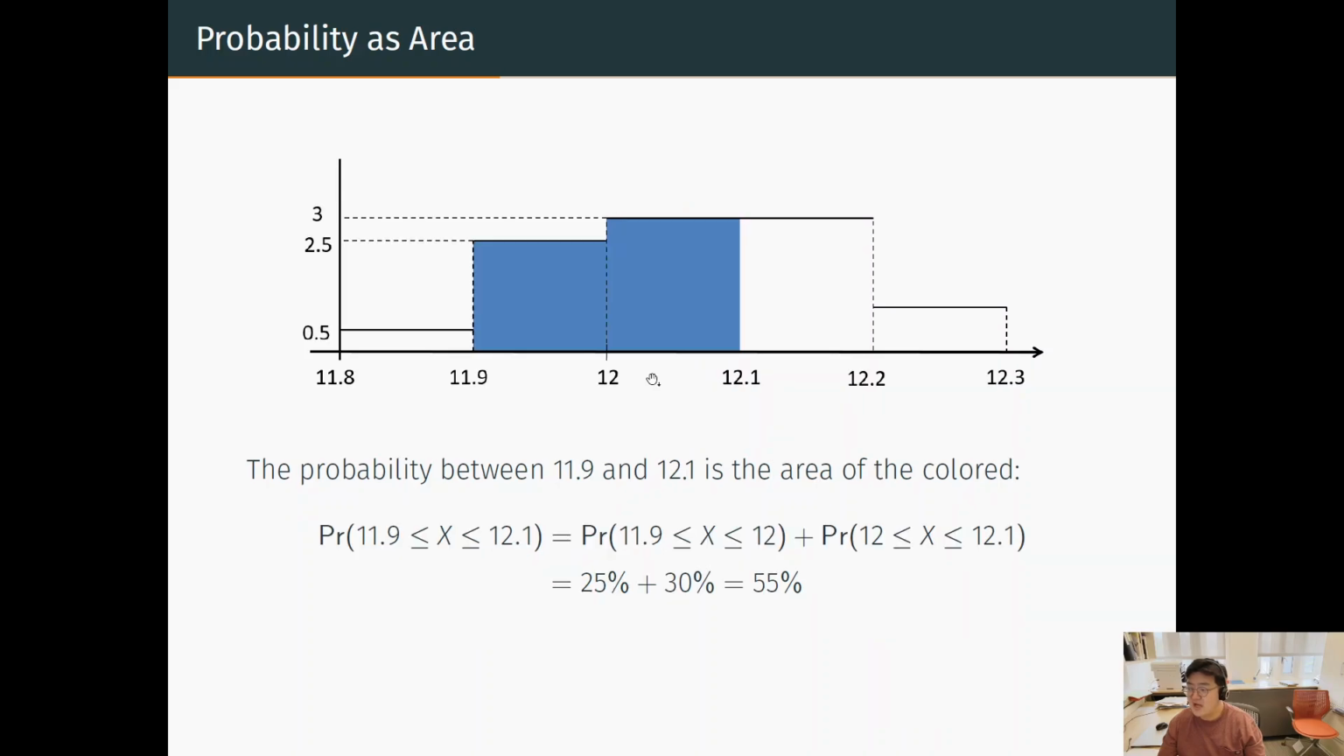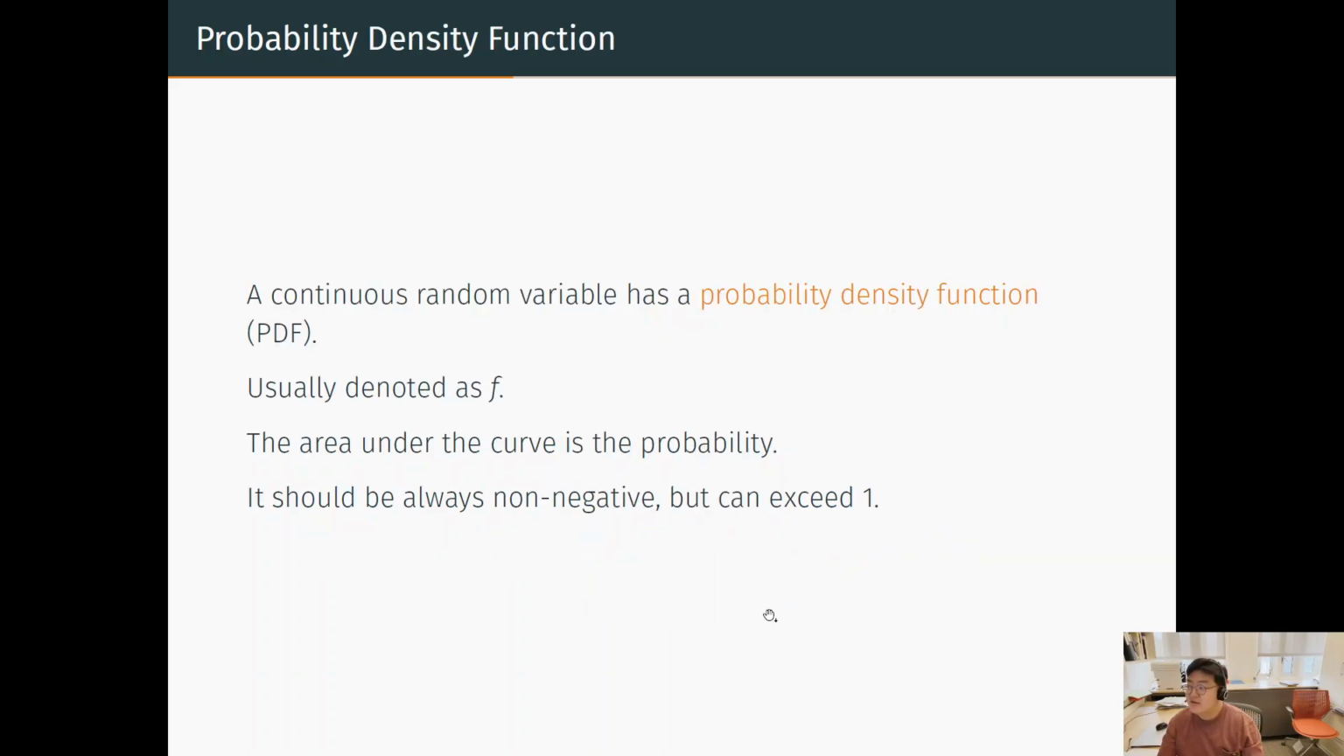So you may calculate probability between 11.9 up to 12.1. It is just this area plus that area. That's how you calculate the probability. The answer is 55%. Okay? It's pretty interesting.